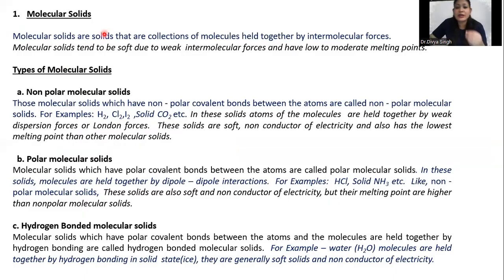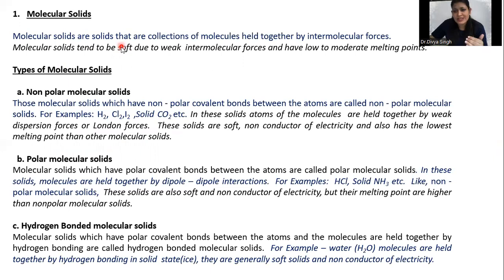Molecular solid. The name itself explains. As I told you, this is a type of crystalline solid. So molecular crystalline solid, we can say molecular crystalline solid also. I'm not repeating the word crystalline again and again, so I'm writing molecular solid.